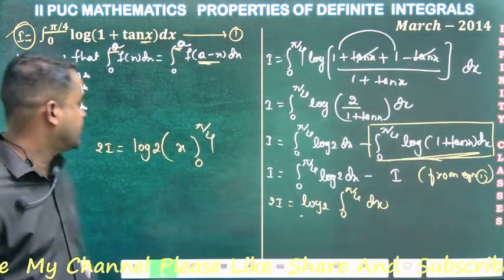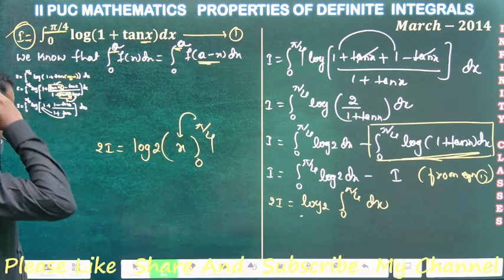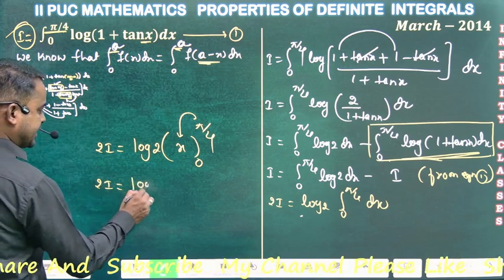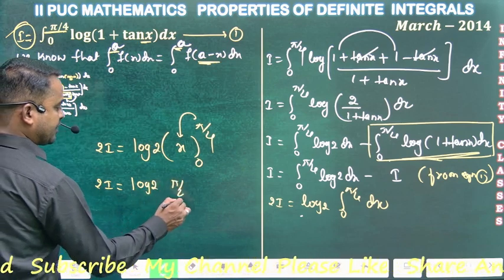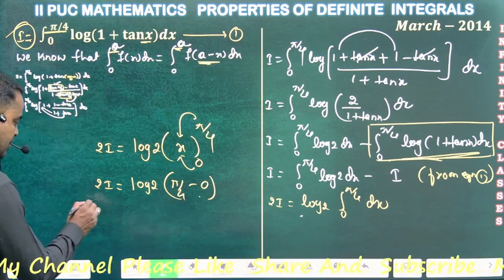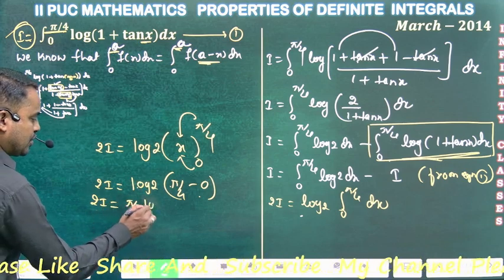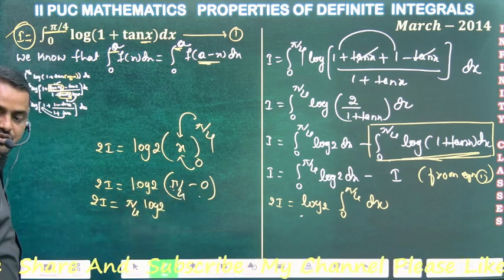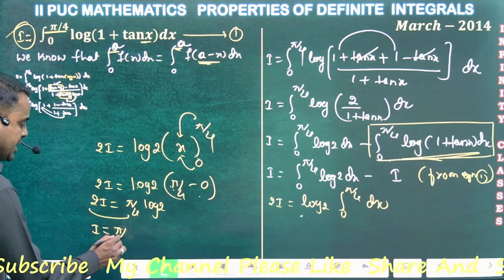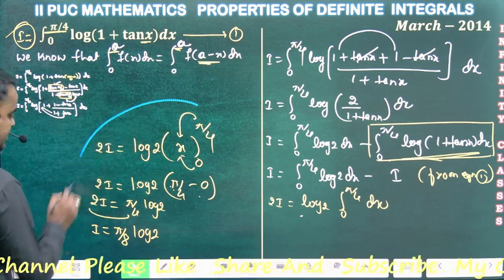Substitute the upper limit, that is 5 by 4. 2I is equal to 5 by 4 log 2 as it is. Then the lower limit is what? 0 minus 0. Then 2I is equal to 5 by 4 into log 2, because 5 by 4 minus 0 is 5 by 4. Then 2 fours are 8, that is I is equal to what? 5 by 8 log 2 is the final answer for this one.